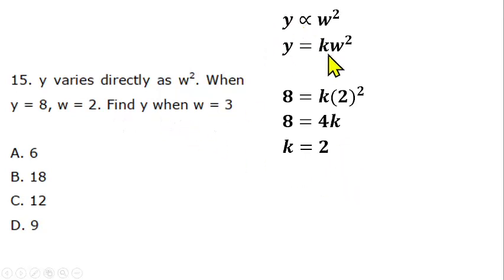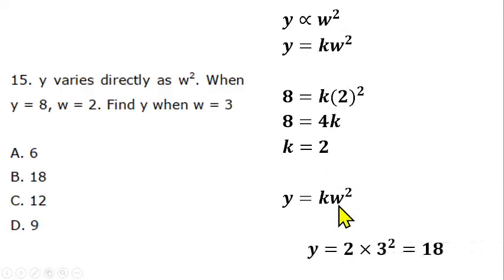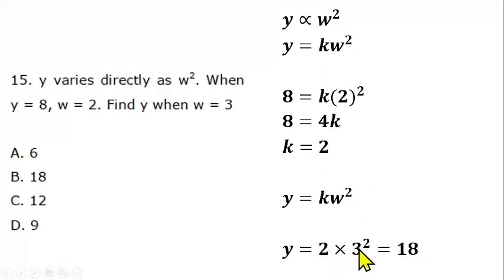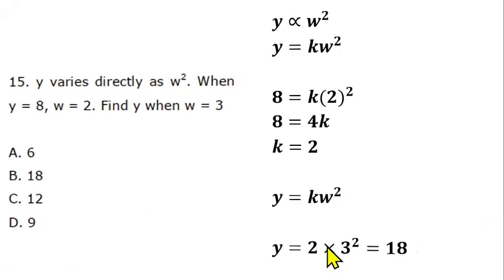Then from there, to find y, put the value of w to be 3. So we have y equals k, which is 2, then w is 3. So we have 2 times 3 squared, that will give us 18. So from there, I think option B is the correct option for question number 15.